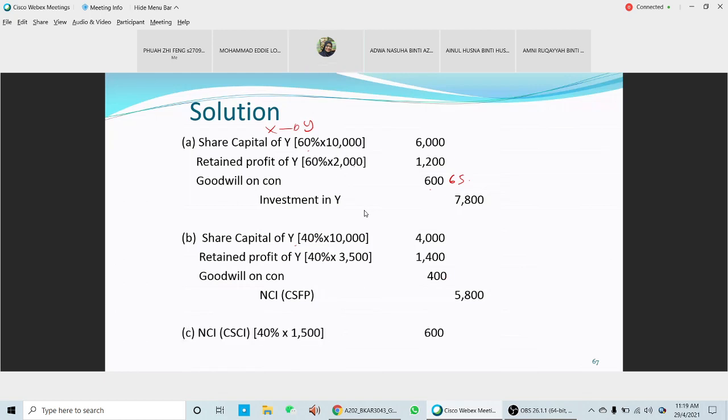Okay. And then NCI share of profit in Y. So the profit for the year in Y here is 1,500. Profit of the year, refer back to slide 60. The profit here is 1.5 times 40%. So we're going to have 600. And then NCI another 600. So okay, credit financial position.